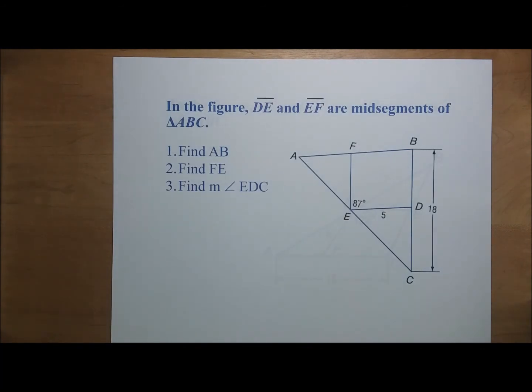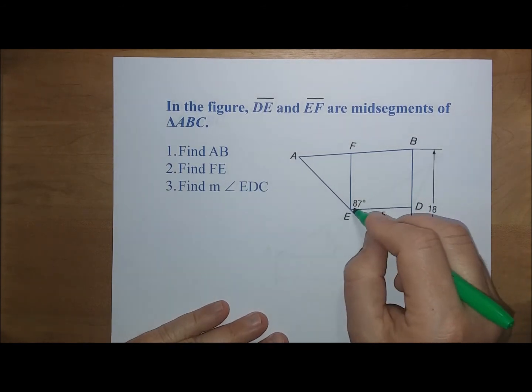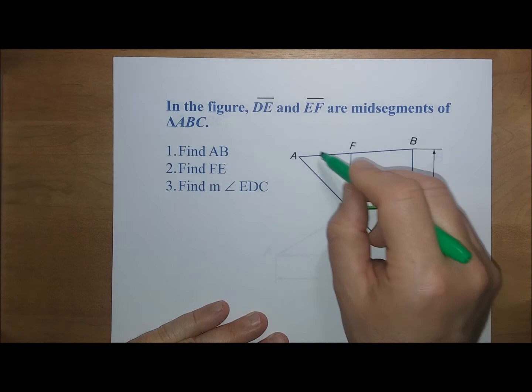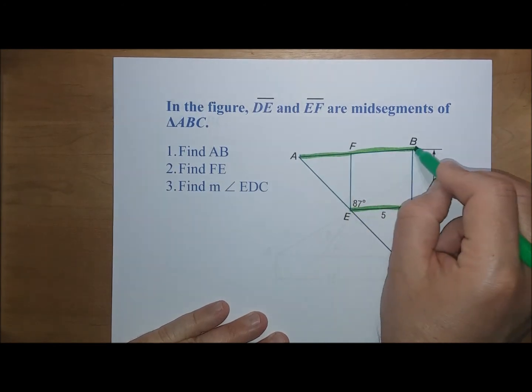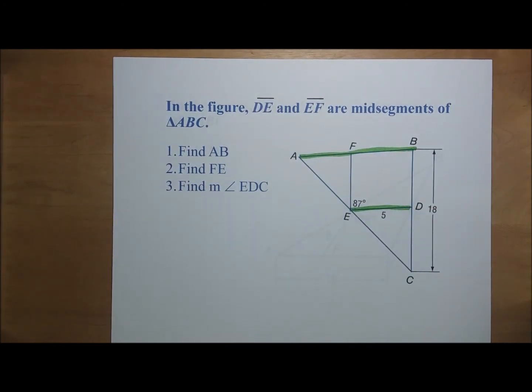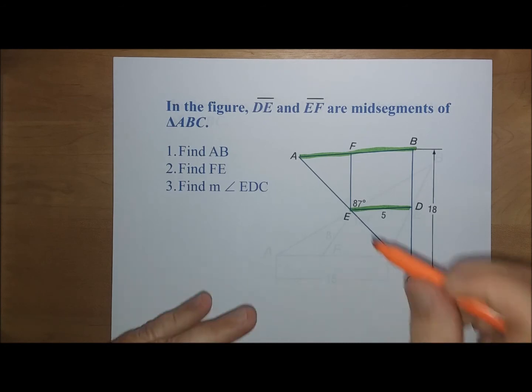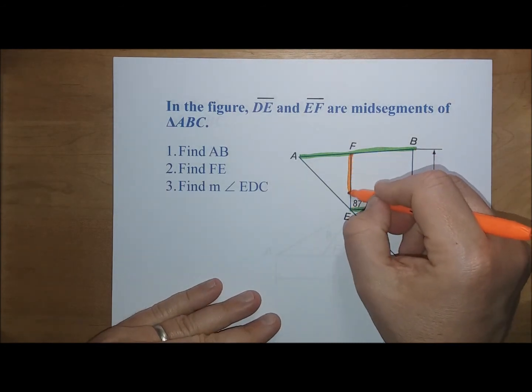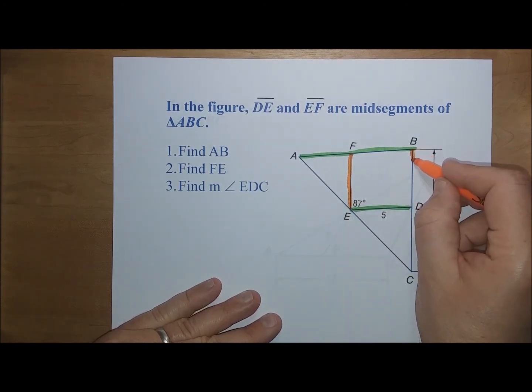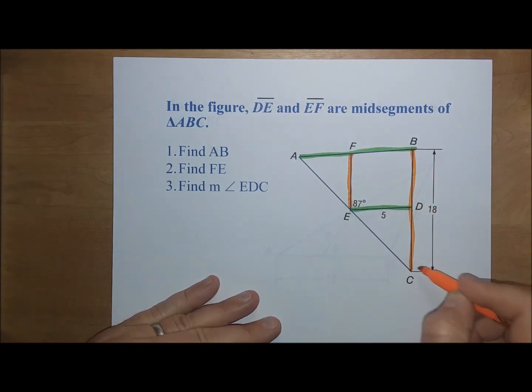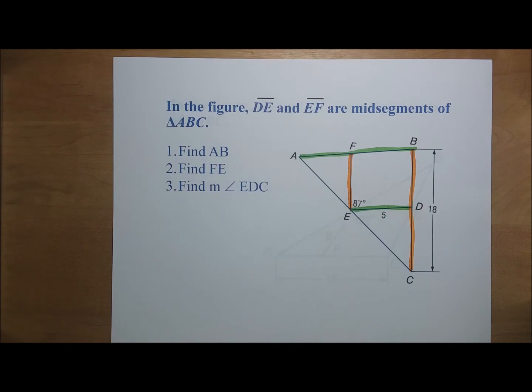Here in this figure, DE and EF are midsegments. Okay, I'm going to highlight these. I'm going to highlight DE. That's a midsegment. I'm going to highlight the side that it's parallel to, because that's significant. And EF is also a midsegment, so I'm going to highlight that in orange. I'm going to highlight the side that it's parallel to in orange. Hopefully this will be a little easier to picture that way.